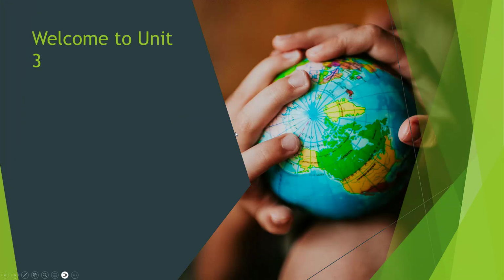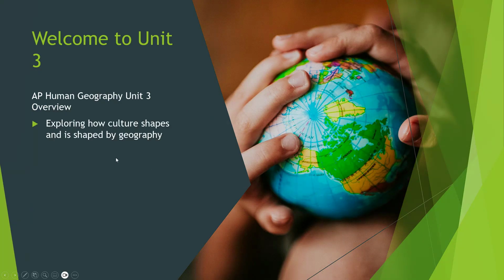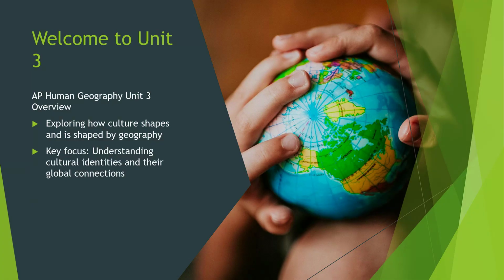Okay, so welcome to Unit 3. This is basically going to talk to you about how culture shapes and is shaped by geography. Our key focus for this unit is understanding cultural identities and their global connections. This particular unit is worth about 12 to 17% of your AP exam.